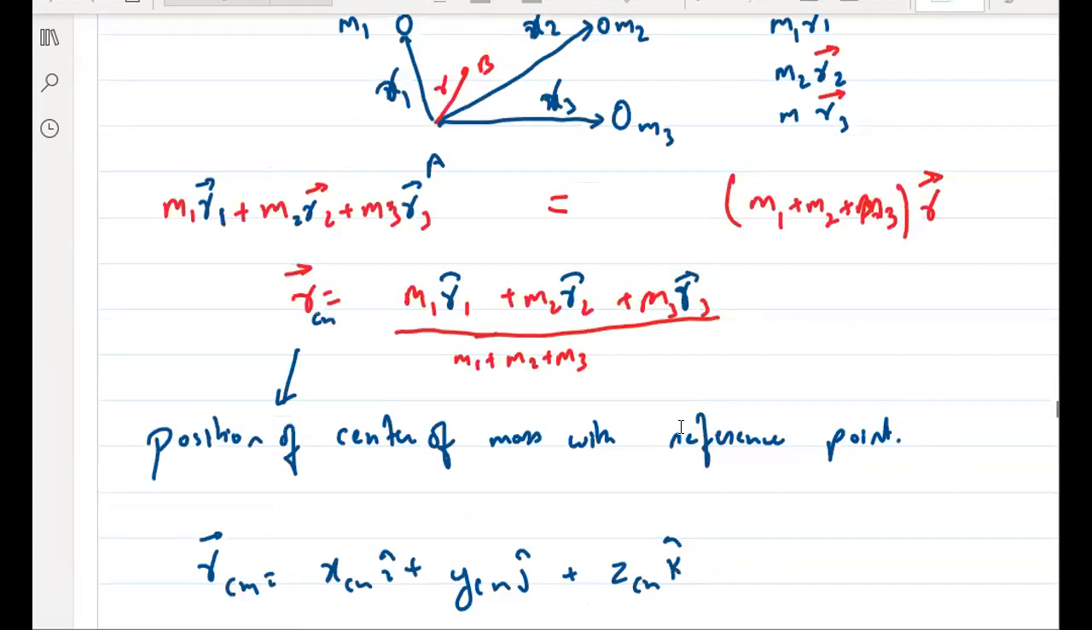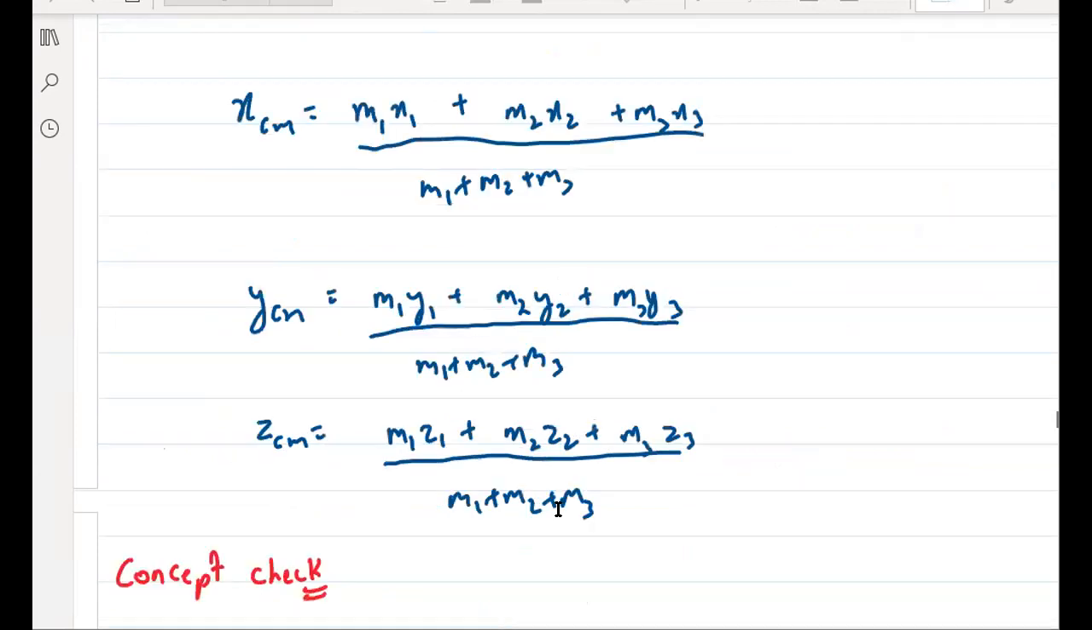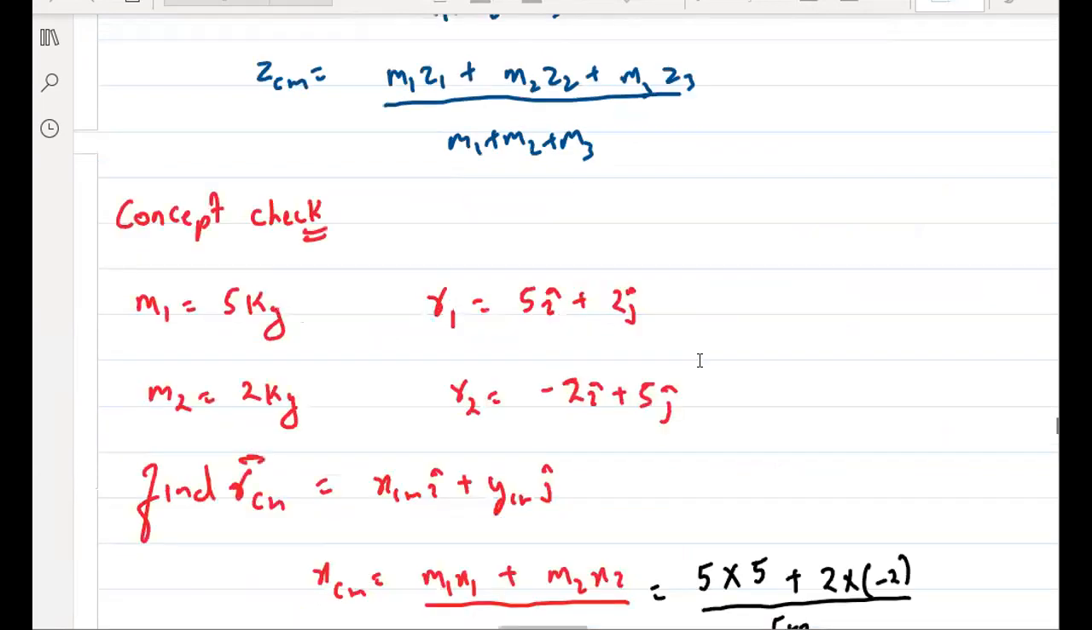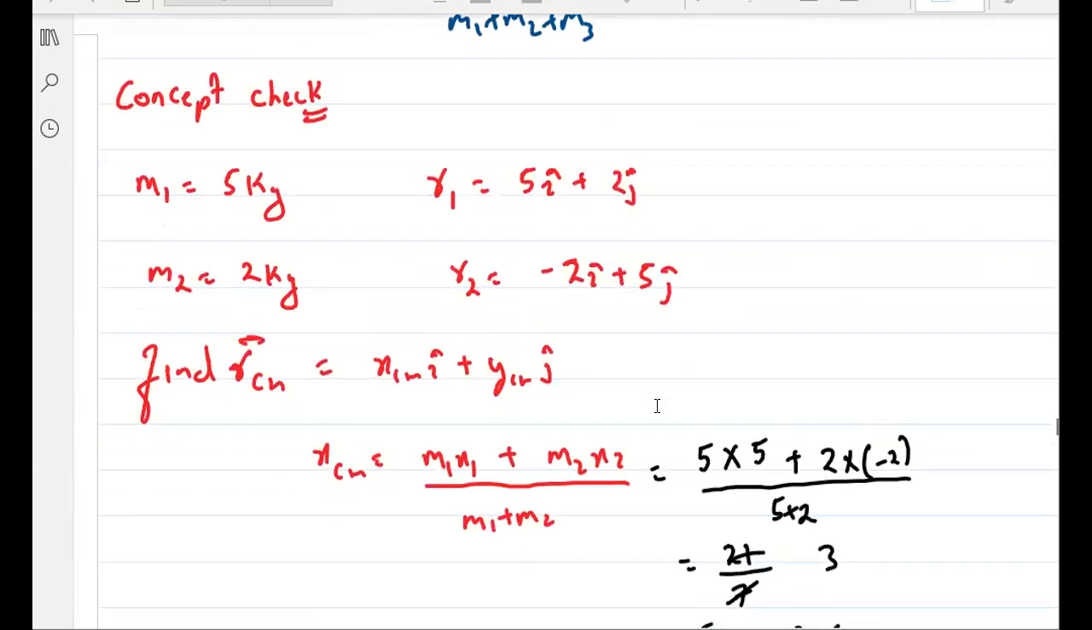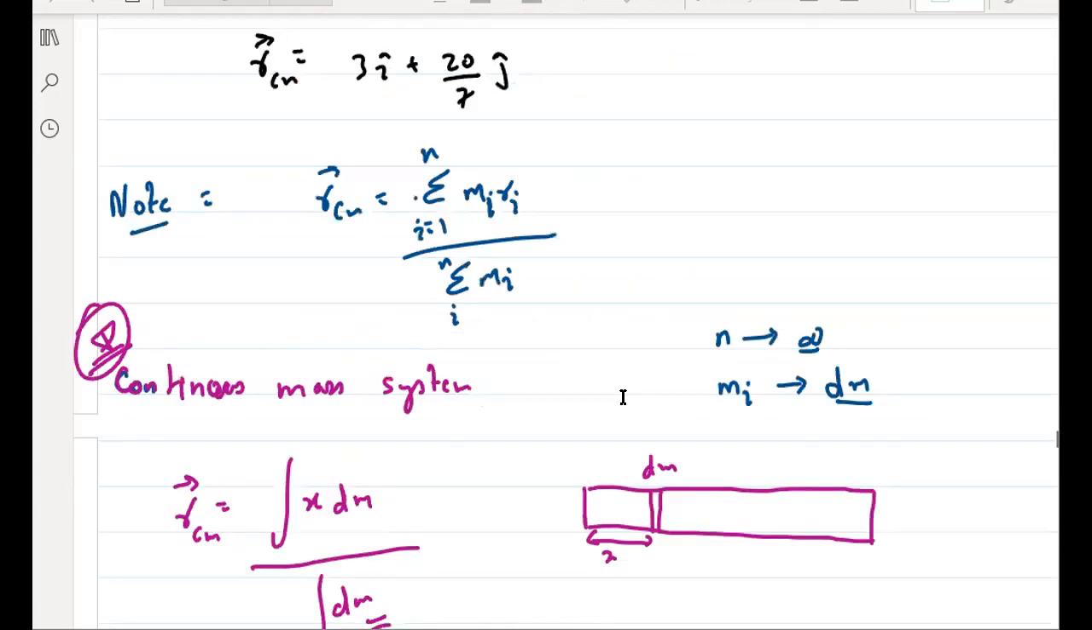Now this is in terms of vectors. If you want to find the individual components, x center of mass is m1 x1 plus m2 x2 plus m3 x3 divided by m1 plus m2 plus m3. In the same way, y center of mass and z center of mass. So these are the coordinates of the center of mass. I guess all of you remember this problem that we covered in the last class. Then the basic formula for n number of objects is the summation of m_i r_i divided by the summation of m_i. Clear? Does anyone have any doubt in this?